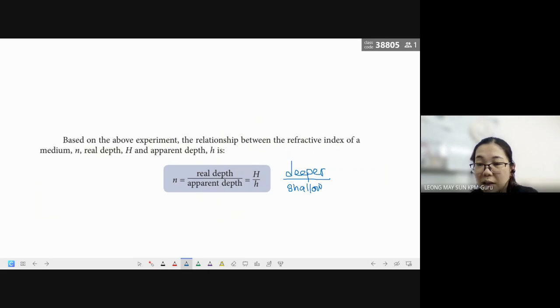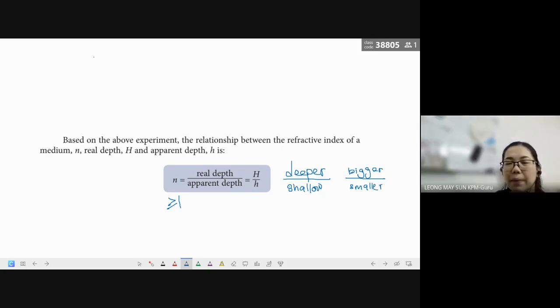So when you take the bigger, deeper value over the shallow one, obviously the refractive index will be more than or equal to 1. Definitely more than 1 now, because if it's 1, it means that it's moving from air to air. So the third formula is real depth, the deeper or bigger value, over apparent depth, the smaller value. Now, please do take note of one thing.